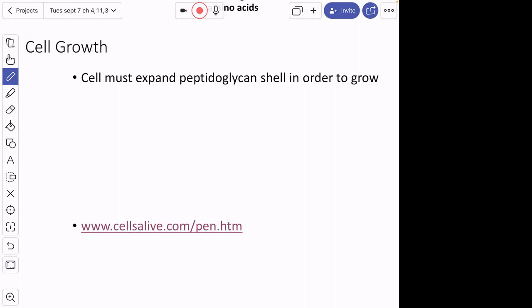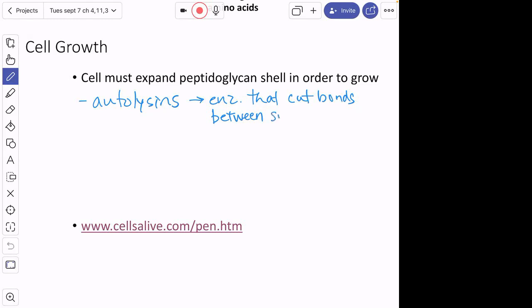Okay, so a couple of enzymes that the cell needs to use. Autolysins, and again, this is not in your book. Autolysins are enzymes that cut the bonds between sugar units, between the NAG and the NAMs, and the amino acid cross bridges.